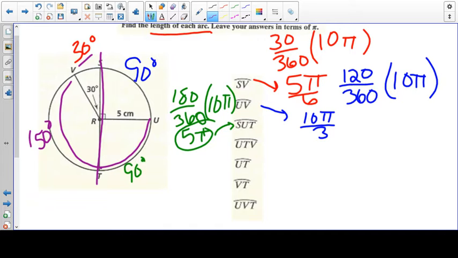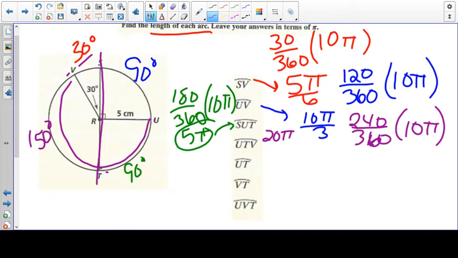But I am asking for UTV, so I need 150 plus 90. So I'm talking about 240 degrees of my circle. So I have 240 over 360 times 10 pi. So I take 240 divided by 360, hit equals, multiply by 10. I get a decimal, so I change it to a fraction. So my answer is 20 pi over 3.